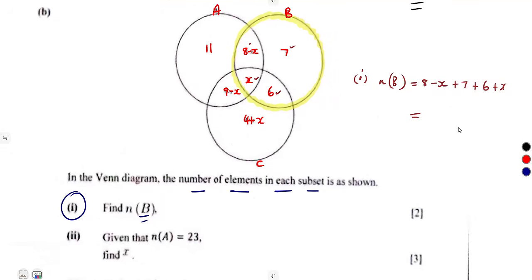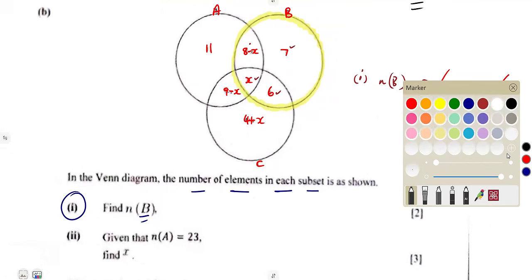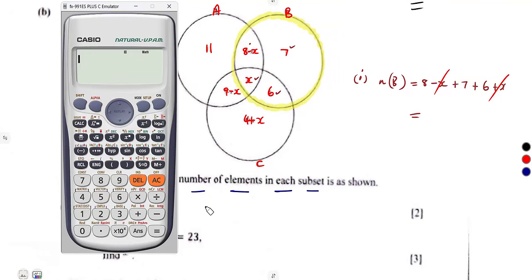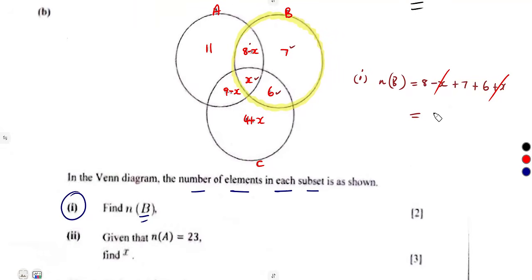So that was going to be equal to minus X plus X cancels. Then you add the numbers 8 plus 7 plus 6. Use a calculator for that. All right. So that was going to give us 8 plus 7 plus 6, that is 21. So number of elements in set B is 21. All right. Item 2.